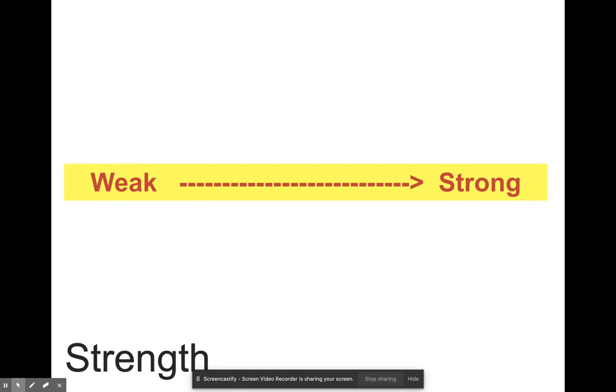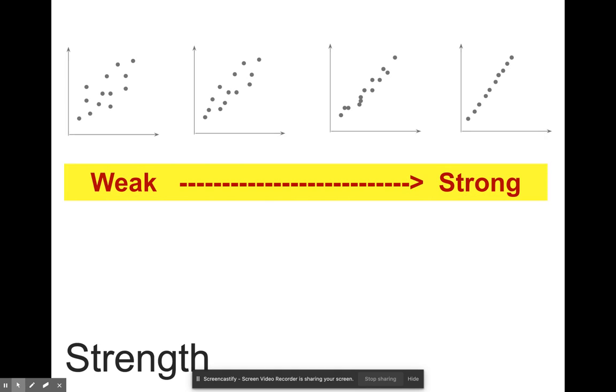Next, we have the strength. So we know that some things can be very closely related and then some things are sort of related but not really. Kind of like the shark and the ice cream, they're kind of related but not really. So that wouldn't be a very strong relationship, but there is one. So you can see here that the relationships that are left are more weak. And as the dots get closer and closer together, almost forming a perfectly straight line, the correlation is getting stronger.